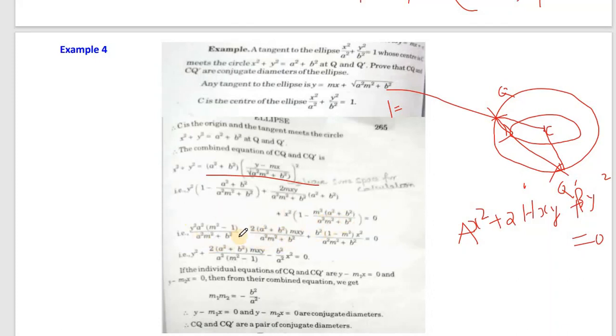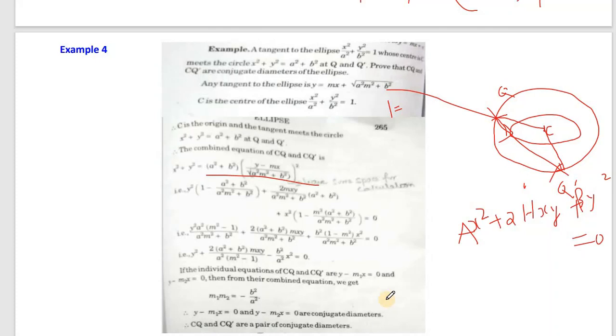So for convenience sake, you can further simplify this, and you rewrite in the form. Again, x square is there, y square is there, xy terms are there. Now if the individual equations CP and CQ, we have got the combined equation.